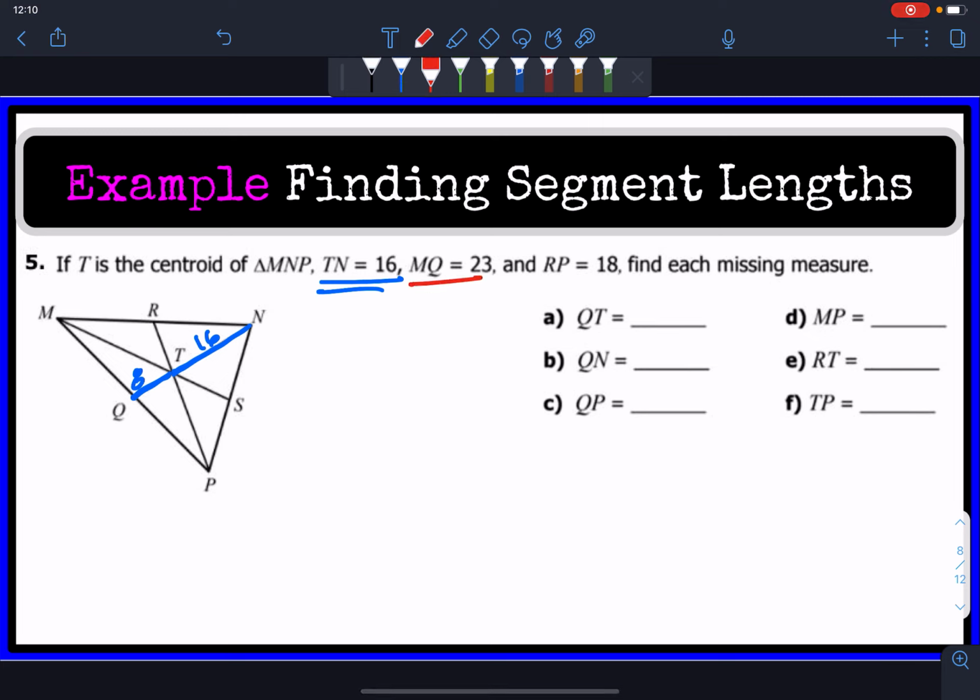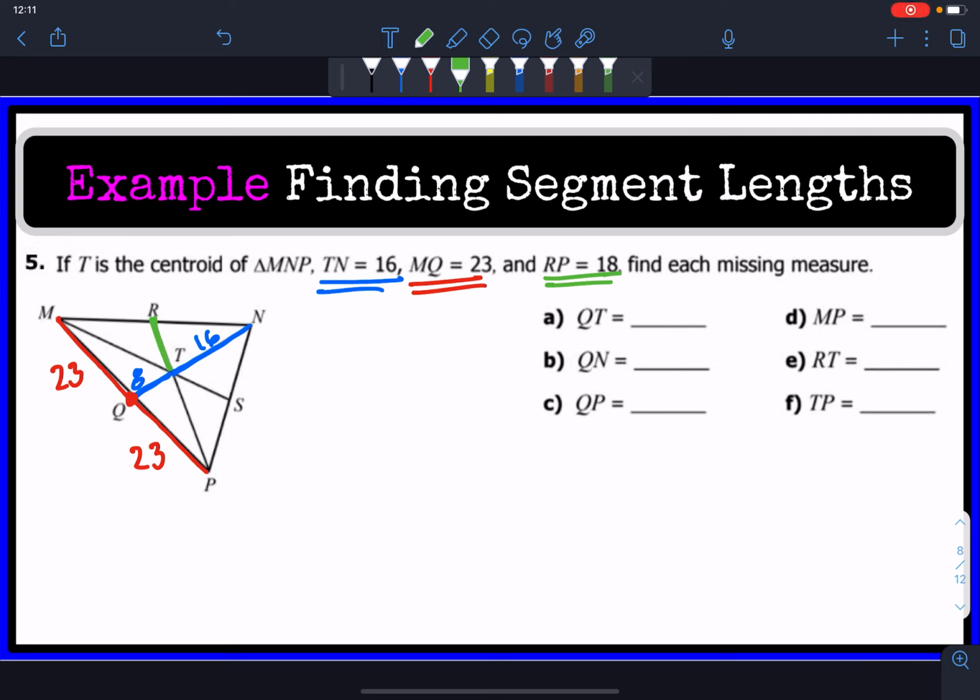The second piece of information we're given is that MQ is 23. So from point M to point Q, that's 23. Well, Q again is in the middle. So Q to P will also be 23. And the last piece of information we're told is that PR is 18. So the distance of this median here is equal to 18.